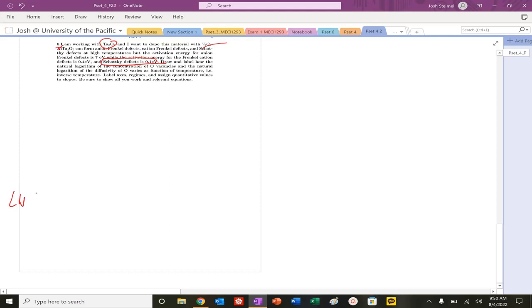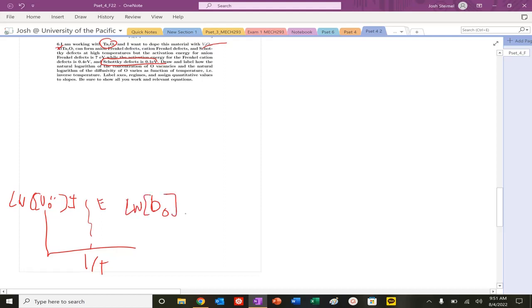So natural log, vacancies, oxygen, here, 1 over T, again, intrinsic, extrinsic, diffusivity of oxygen, natural log. Again, natural log comes out because it's just math and plotting. Intrinsic, extrinsic. All right. So, Schottky is my step.